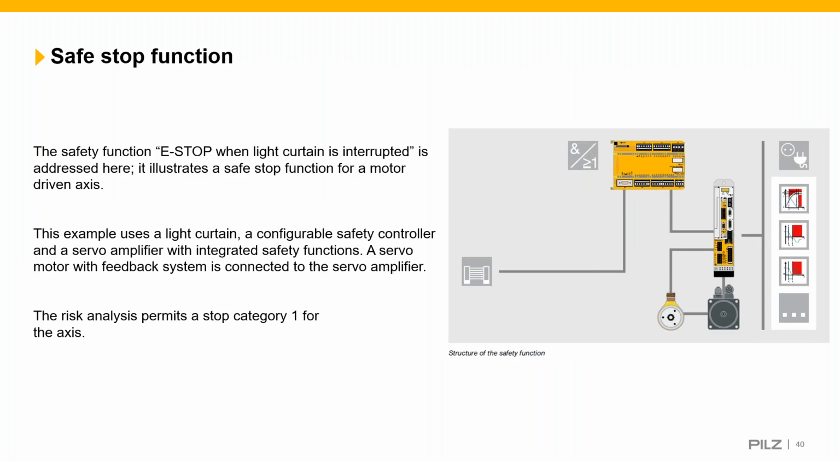Safe stop function. The safety function e-stop, when the light curtain is interrupted, is addressed here. It illustrates a safe stop function for a motor driven axis. This example uses a light curtain, a configurable safety controller and a servo amplifier with integrated safety functions. A servo motor with feedback system is connected to the servo amplifier. The risk analysis permits a stop category 1 for the axis in this case.